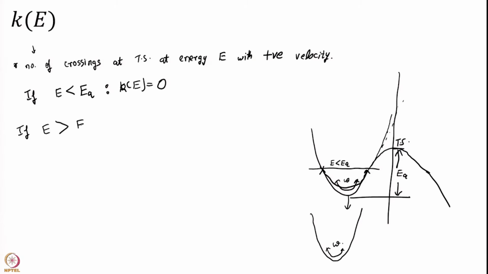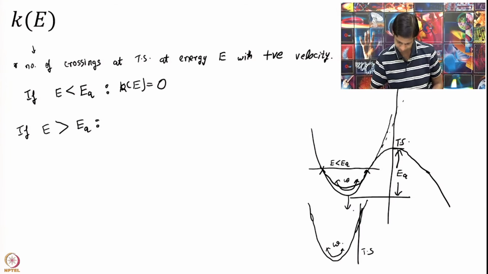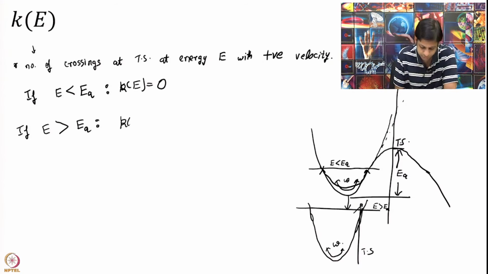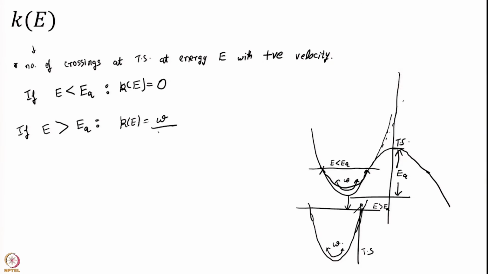If E is greater than Ea, that is when I will invoke this harmonic approximation. I will think of this problem as completely this parabola. This is my transition state. So, per second, what is the frequency with which I will hit this transition state, given that I have high enough energy now? So, k of E then will be omega over 2 pi. Omega over 2 pi is the frequency of a harmonic oscillator.